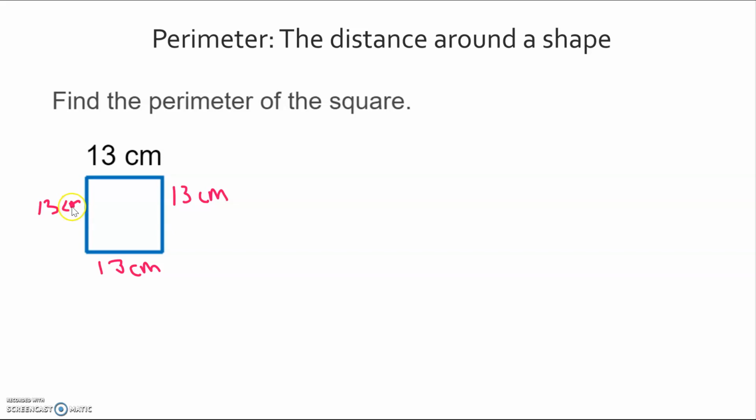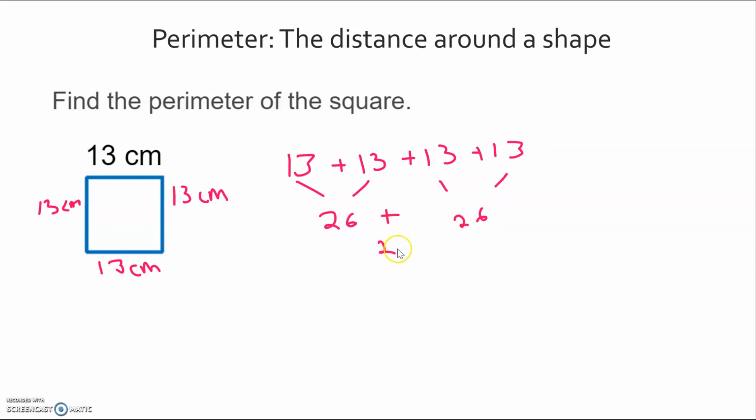So now that I have all my sides, all I have to do now is add them up. So 13 plus 13 plus 13 plus 13. And if I add them up, 13 plus 13 is 26, plus 13 plus 13 is 26. So 26 plus 26: 6 plus 6 is equal to 12. We group the 1. 2 plus 2 is 4, plus 1 is 5. 52.